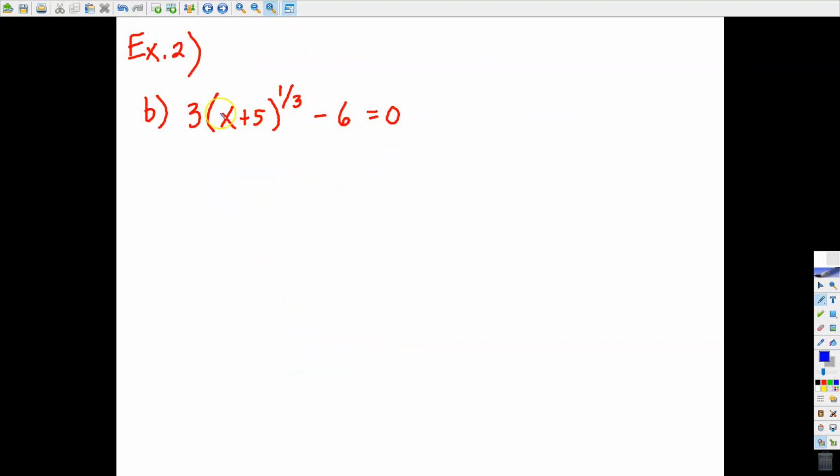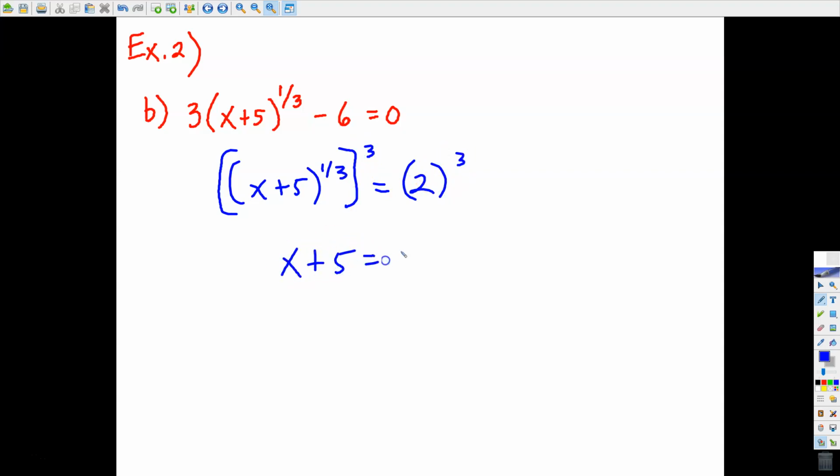Okay, again, isolate the radical. The radical is this binomial raised to the 1/3 power. So we're going to add 6, then divide by 3, and just kind of jump to it there. So once I add 6 and divide by 3, I get this. Raise both sides to the 3rd power. And I'm going to get x plus 5 is equal to 8. And pretty simple, x is equal to 3.